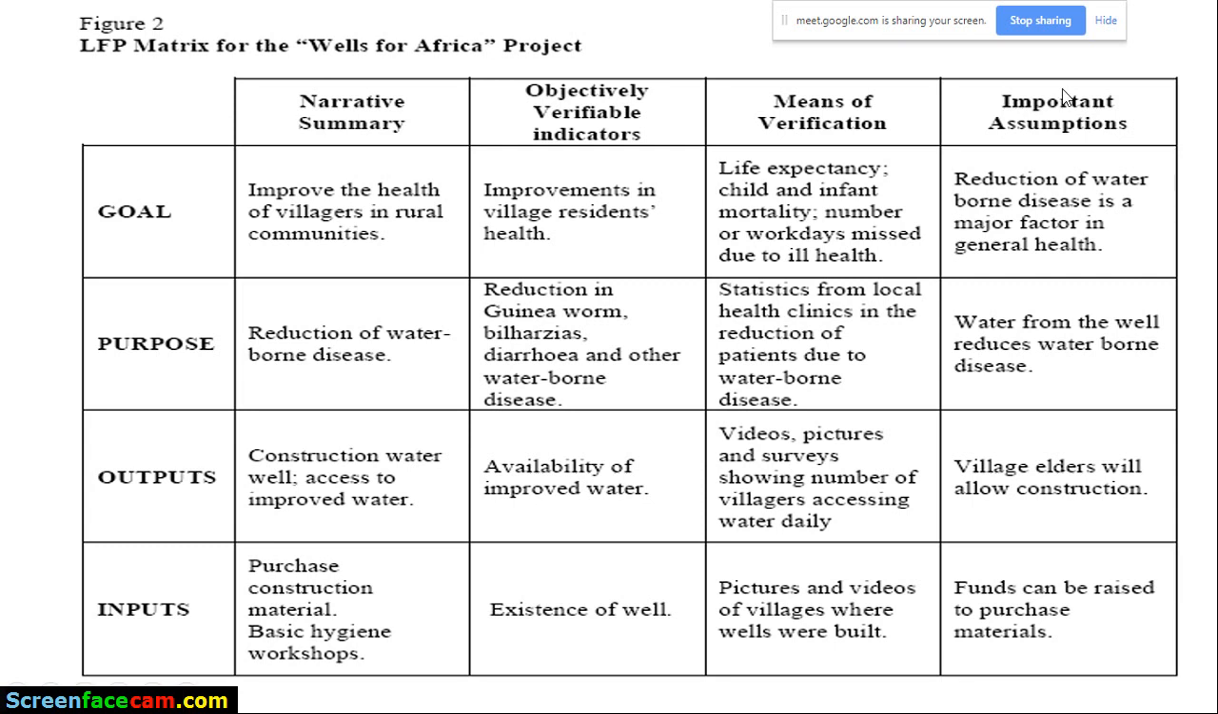Exactly. So here, the indicator that we are going to be reporting on is improvements in the village residents' health. Where are we going to get information? How are we going to confirm that indeed there is change in the health of the village residents? It means we can compute life expectancy, which is simply the number of years someone is expected to live from the time they are born, taking into consideration the age-specific rates and also the mortality conditions. Are we together, class?